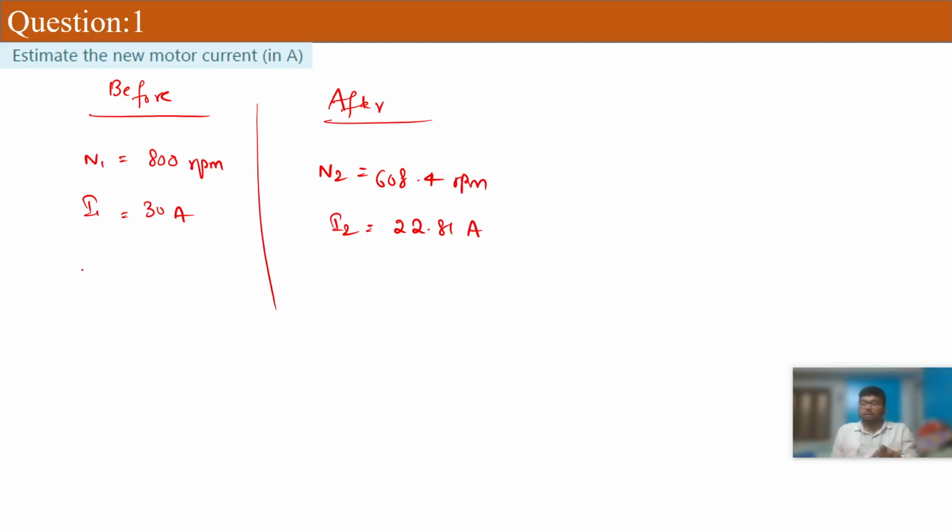The series and shunt windings in the new case are the same, but what changed is the external resistance. We already started with the assumption that whenever we add a new resistance in series with the armature winding, that is an extra drop for the machine. Some amount of power will be lost across that external resistance. So the new speed and the new current drawn should be less. That's what we saw from the result: N2, my new speed, is 608 RPM, where my previous speed was 800 RPM, and my new current drawn from the supply is 22.81 amp, previously it was 30 amp. That's the last point I want to discuss today.